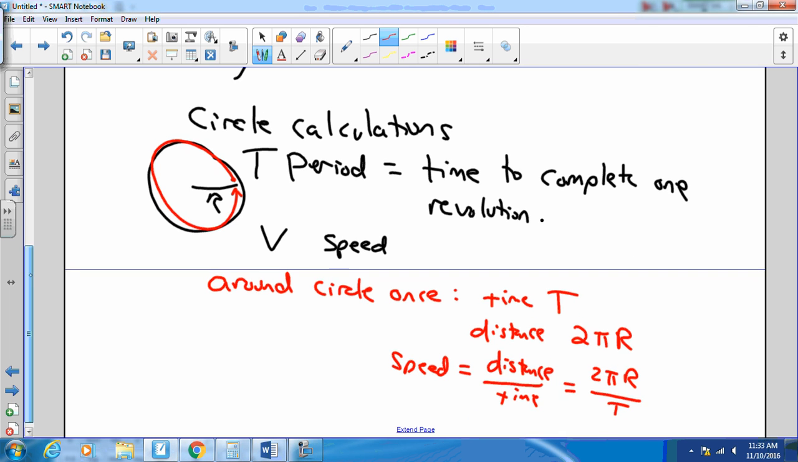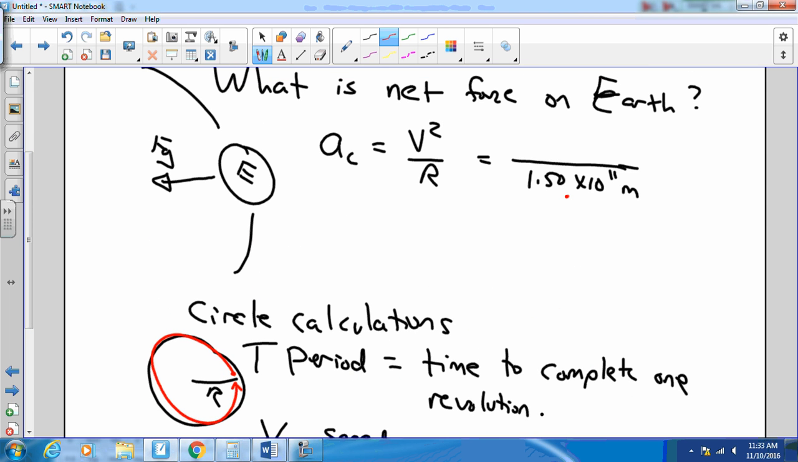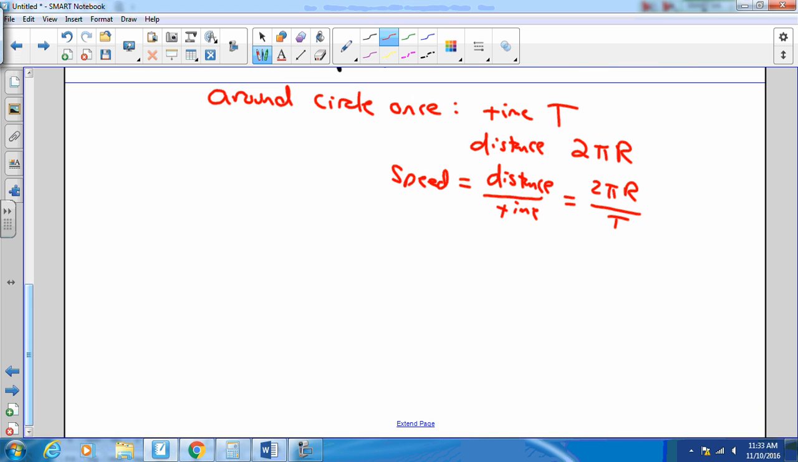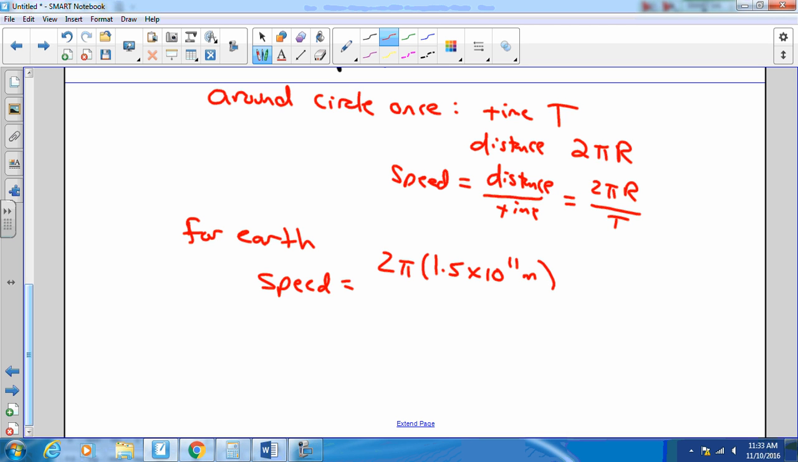Well, we actually know these quantities for the Earth, because in the problem they give us the radius of our revolution, which is 1.5 times 10 to the 11th meters. And we also know the period of revolution of the Earth. What quaint English word do we use to describe the period of the revolution of the Earth? A year. Yep, 1 year, which is 365 days.